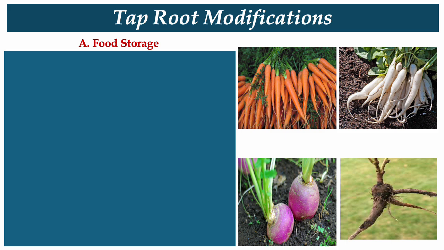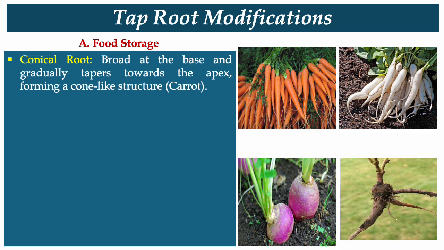The taproot modifications occur in the primary root and its lateral branches. It is common in dicotyledons. These roots become fleshy and swollen due to the accumulation of reserve food materials like starches and carbohydrates. In conical roots, the roots are broad at the base and gradually taper towards the apex, forming a cone-like structure. The main taproot swells considerably and the secondary roots are usually thin. This modification allows the plant to store food for its second growing season.